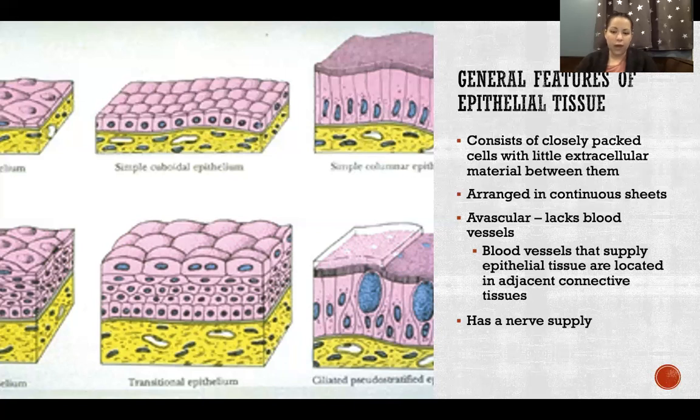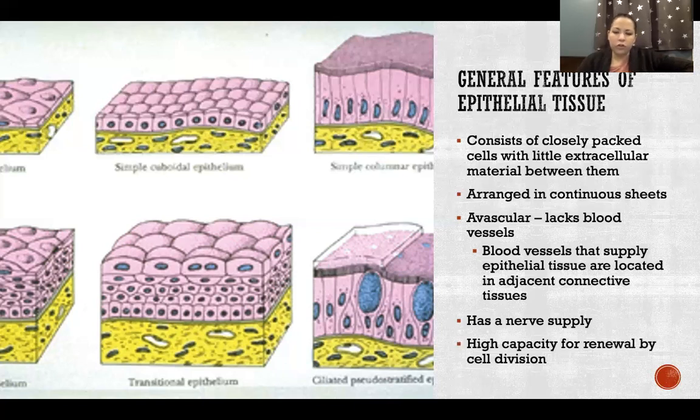Epithelial does have a nerve supply. So again, think about your skin. If you lightly touch just on the surface of your skin, you can certainly feel that. And that's because you do have a nerve supply in your epithelial tissue, which is important because that's a major way that we are detecting things about our surrounding environment and carrying that sensory information up to the brain.